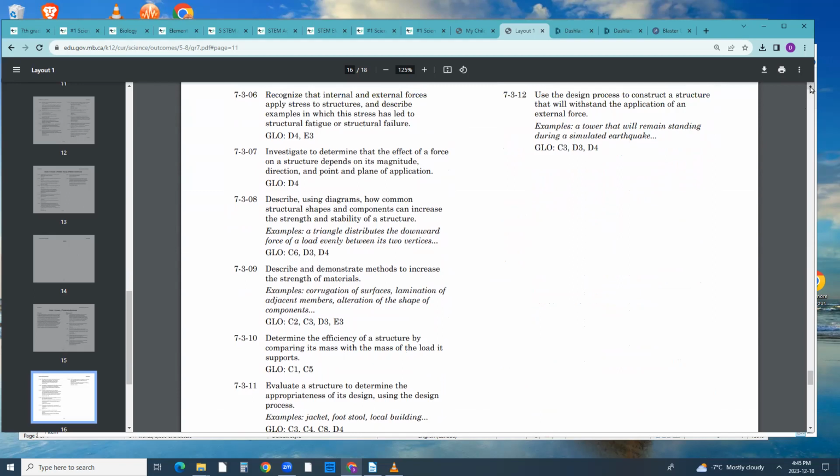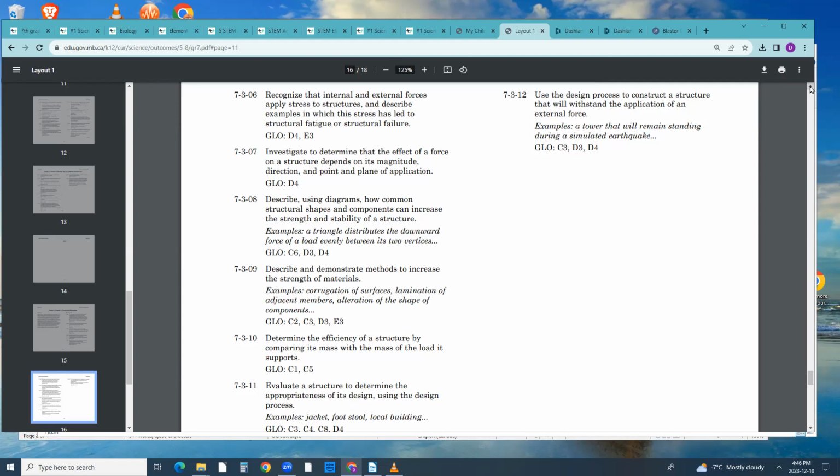Investigate to determine that the effect of a force on a structure depends on its magnitude, direction, and point and plane of application. Describe, using diagrams, how common structural shapes and components can increase the strength and stability of a structure. Examples: a triangle distributes the downward force of a load evenly between its two vertices.